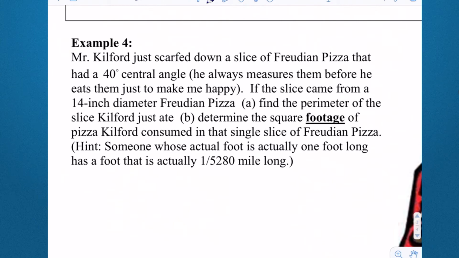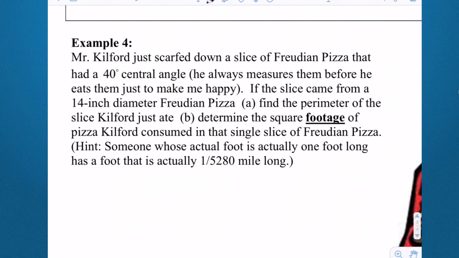So Mr. Kilford just wolfed down a slice of Freudian pizza, a pizza that is named after Sigmund Freud, that had a 40-degree central angle. I know you're thinking, how do we know it had a 40-degree central angle? He always measures the slice angle for me because he knows I care, and he knows that I also use them sometimes in problems. So that's pretty accurate. He has a little device for measuring it.